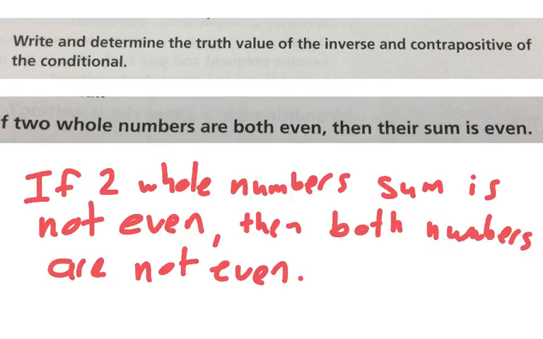Now let's look at this one. I have two whole numbers that add together to give me, what does it mean, not even? Odd. Two numbers add together to give me an odd number, then both numbers are not even. So let's say that I've got two numbers that add to be 11. Can both numbers be even to give me 11? No. I could do 10 and 1, but that gives me 1 even, 1 odd.